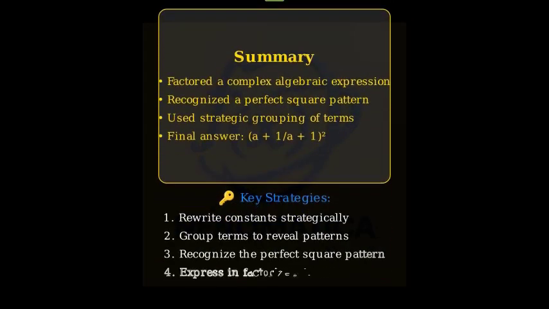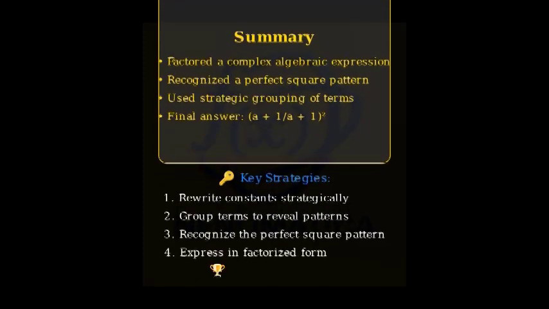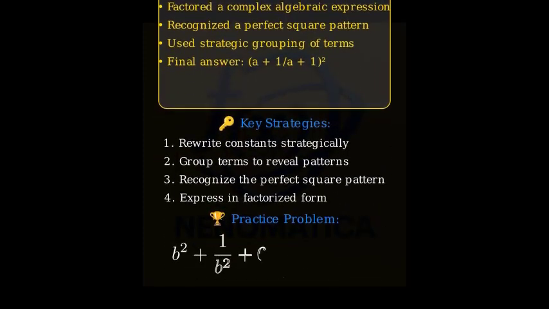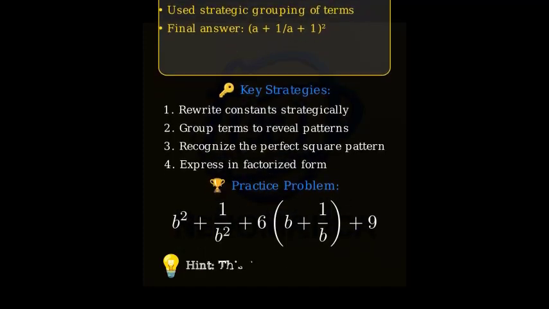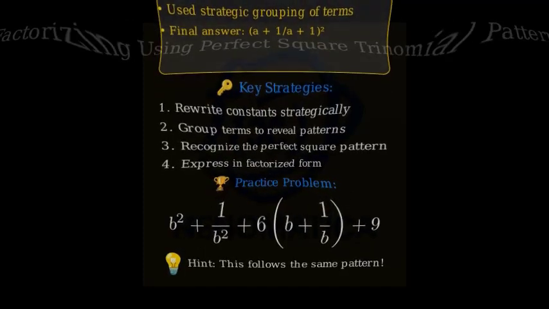First, we rewrote the constant term in a way that helps reveal the pattern. Second, we grouped terms strategically. Third, we recognized the pattern of a perfect square trinomial. Finally, we expressed our answer in the factorized form, (a + 1/a + 1) squared. For practice, try applying this technique to similar expressions, like b squared plus 1 over b squared plus 6 times the quantity b plus 1 over b plus 9.